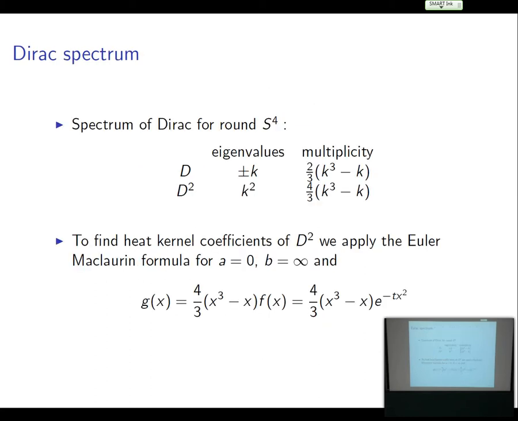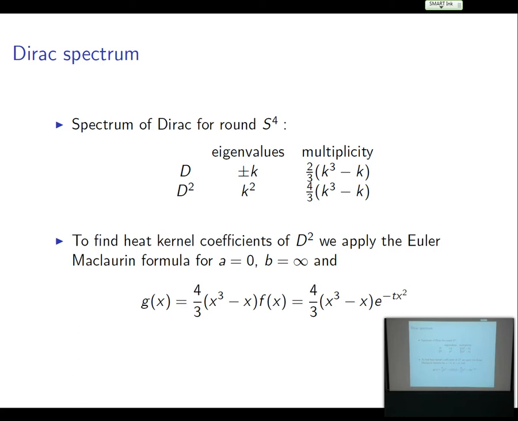So that's classic. So if you look at the Dirac operator for the round sphere with standard spin structure, the eigenvalues of Dirac are plus minus k, and multiplicities are cubic polynomials like that. And as a result, the eigenvalue of the square is k squared with these multiplicities. So there's a doubling going on. Then to compute the heat kernel and all the coefficients of the heat kernel, you just apply this Euler-Maclaurin formula with this function, which is directly dictated by the multiplicity function of the eigenvalues.